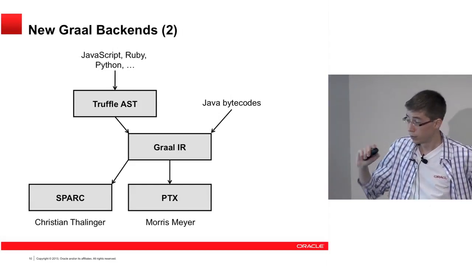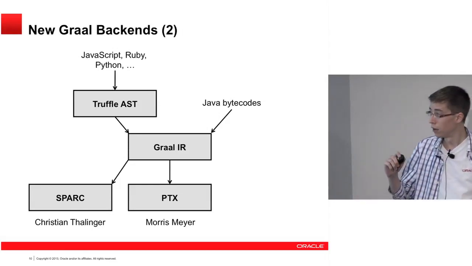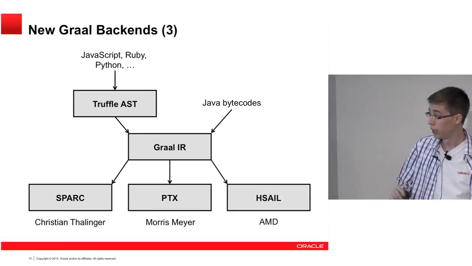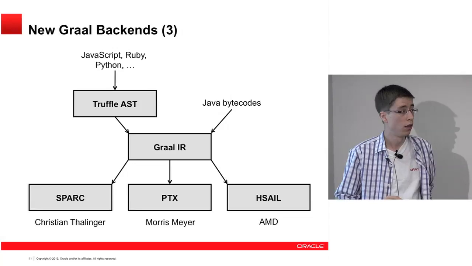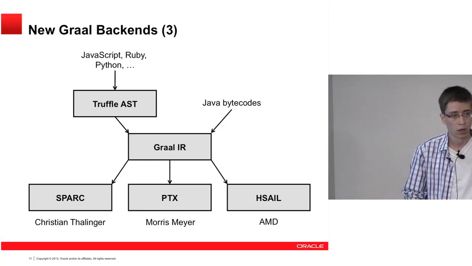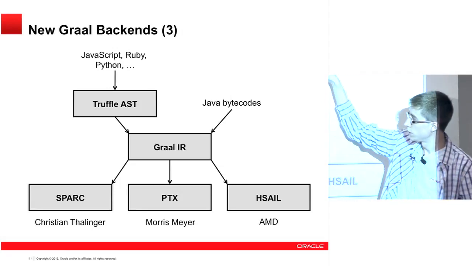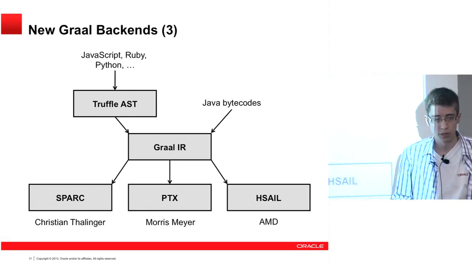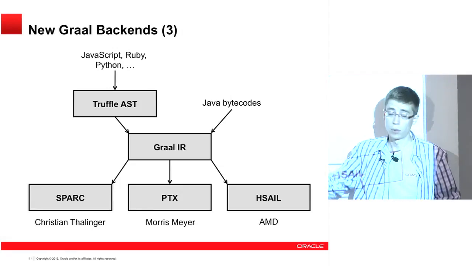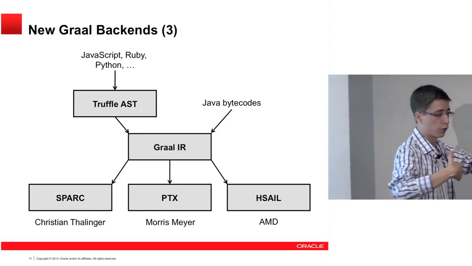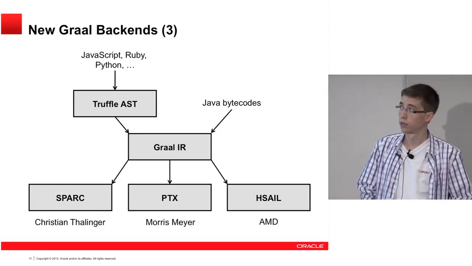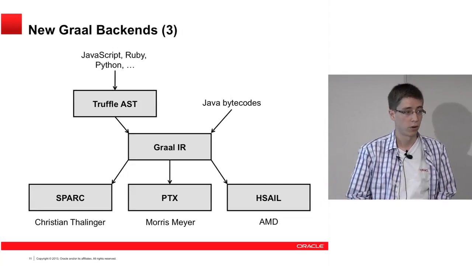And recently, AMD was also contributing the HSAIL backend to Graal. And again, given Truffle's nature, it is not only possible to take the path of Java bytecode into these backends, but also the path from one of those dynamic languages, and put your language there, kind of.